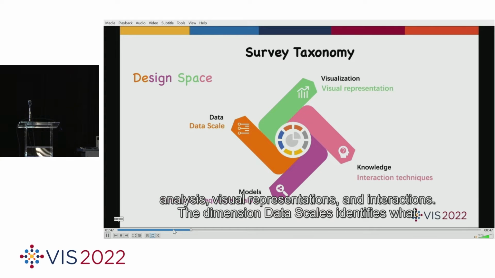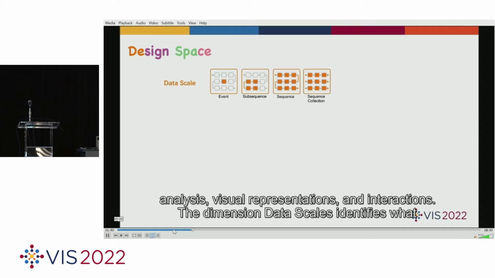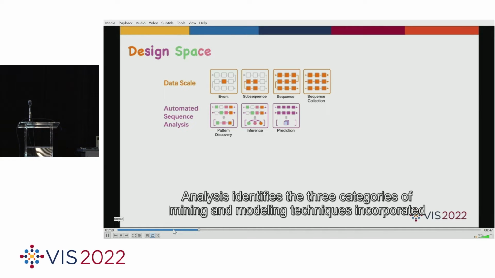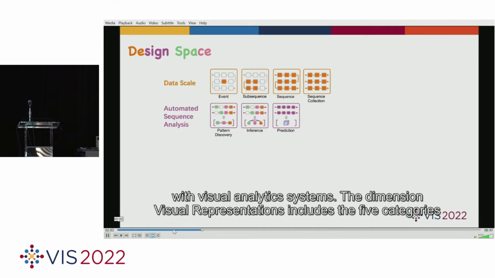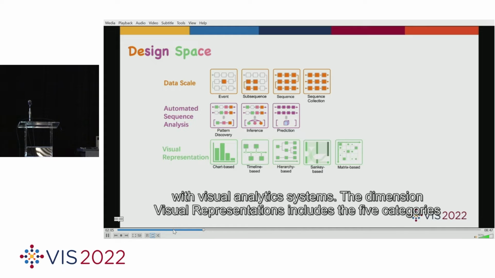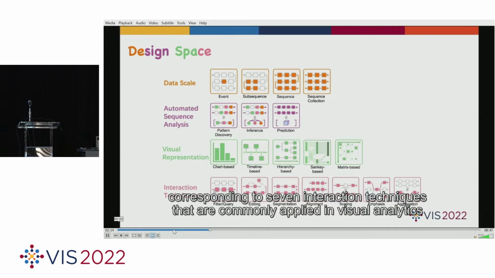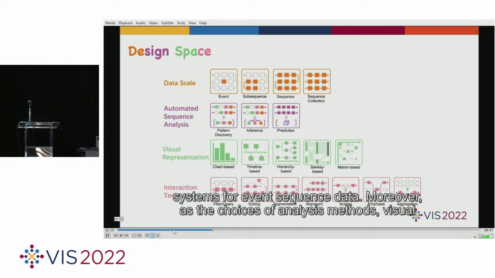The dimension data scales identifies what granularity of data the visual analysis aims to cover. The dimension automated sequence analysis identifies the 3 categories of mining and modeling techniques incorporated with visual analytics systems. The dimension visual representations includes the 5 categories of visual representation for displaying event sequence data. The dimension interactions corresponds to 7 interaction techniques that are commonly applied in visual analytics systems for event sequence data.